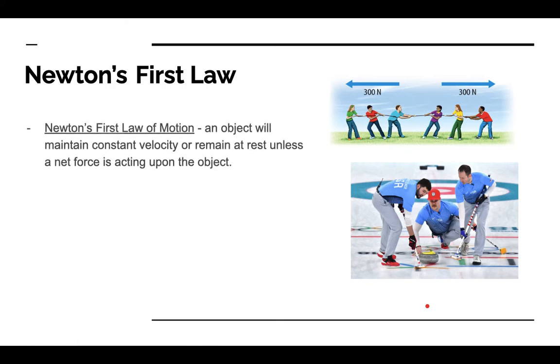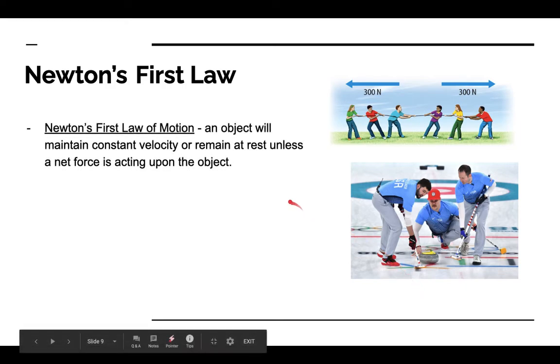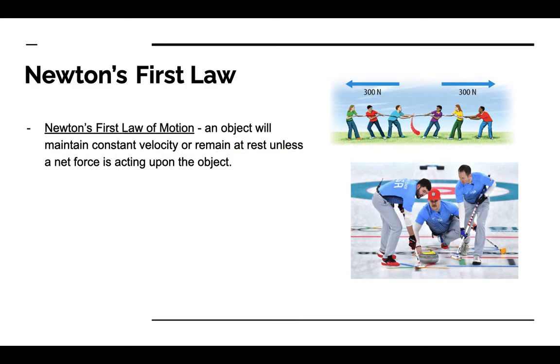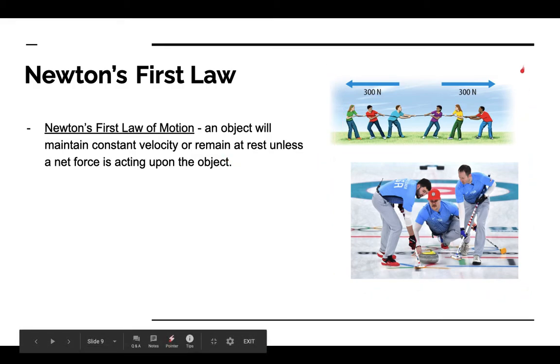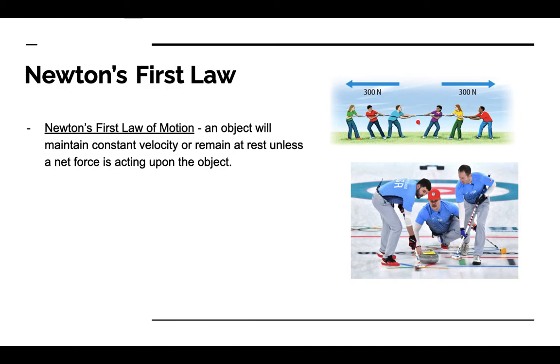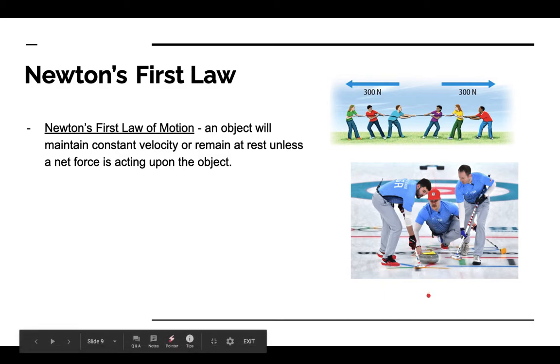So in both of these cases, we can generalize this to what's known as Newton's first law of motion. An object will maintain constant velocity, like the curling stone, or remain at rest, like our flag in the tug-of-war game, unless a net external force is acting upon the object. In both of these cases we talked about, there's no net external force. In this case, the forces are balanced, and in the curling stone case, there's no friction present, and the normal force counteracts the force due to gravity.